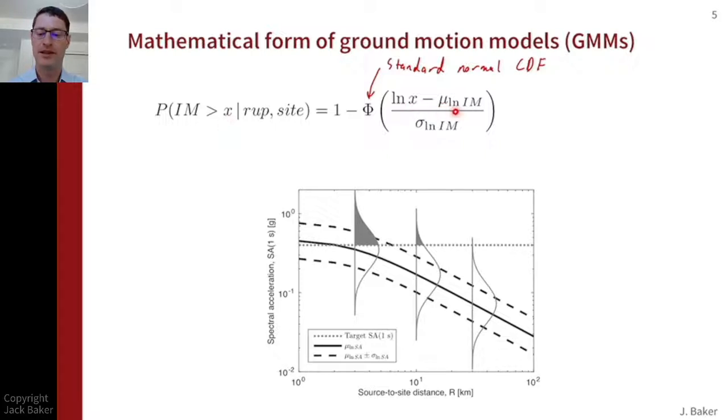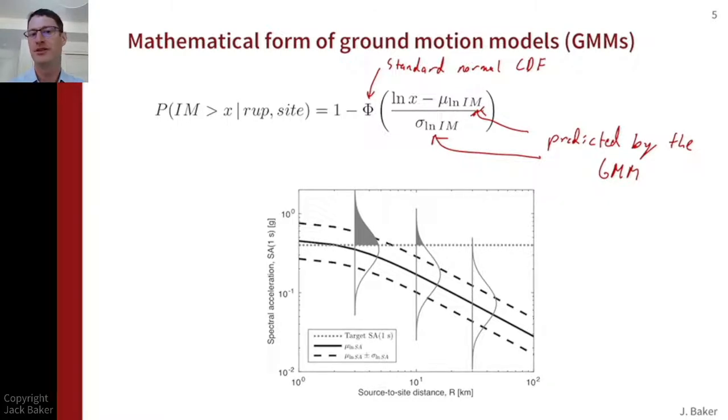Then we have the mean of the log of the IM values as predicted by the ground motion model, and the standard deviation of the log of the IM values as predicted by the ground motion model. So these two parameters, the mean and the standard deviation, are predicted by the ground motion model. And then notice all the logarithms in here. So the idea is that the intensity measure is log normally distributed. So when we do all these log transformations, we have normally distributed IM with the mean and standard deviation given by the model. And so then we can use a normal distribution to compute the probability of exceeding some threshold.